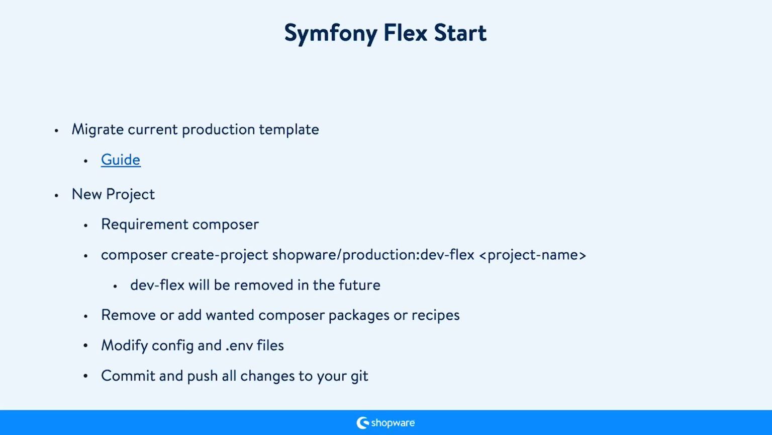The new project requires Composer to run it. If you create a new project, you just run a Composer create-project. In this case, you can then use shopware/production with the flex branch, or you can just run Composer create-project in the cloned GitHub repository. You can remove or add the wanted packages or recipes. Just simply use Composer remove or Composer recipes remove.